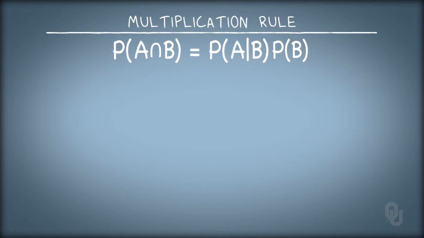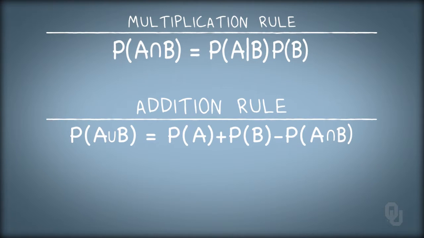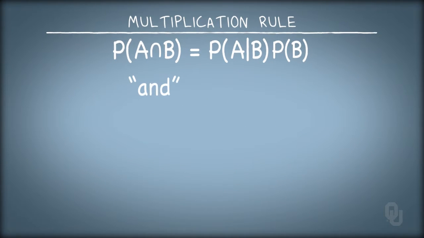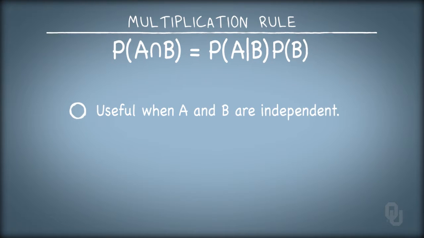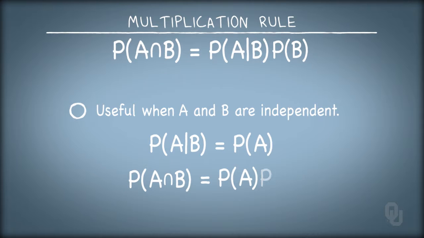This is called the multiplication rule, and it's how we can calculate the probability of the intersection of events. Recall that we calculate the probability of a union with the addition rule, and we said that union implies OR, which implies add. The intersection, on the other hand, implies AND, which implies multiply. The multiplication rule is particularly useful when events A and B are independent of each other. If A and B are independent, the probability of A given B is just the probability of A. Therefore, the probability of A intersect B is equal to the probability of A times the probability of B when A and B are independent.